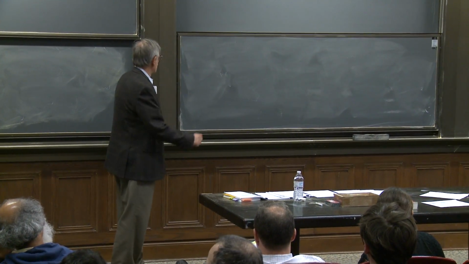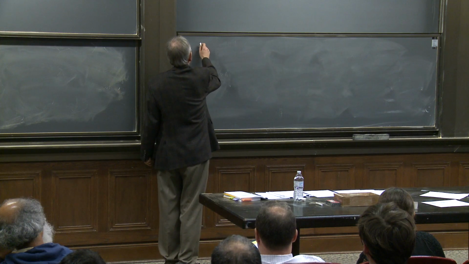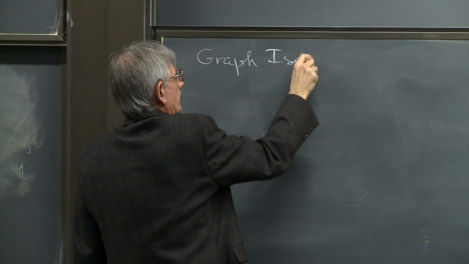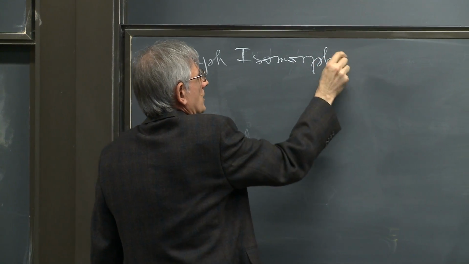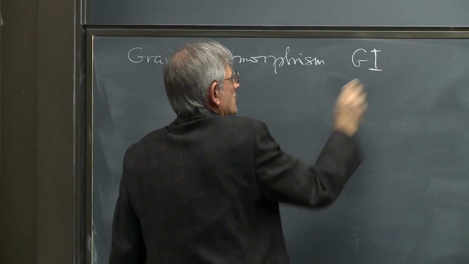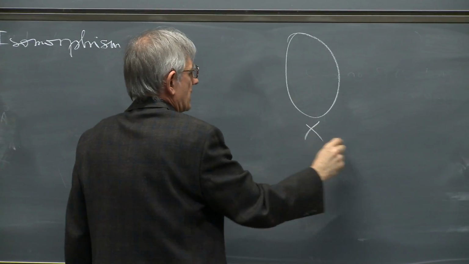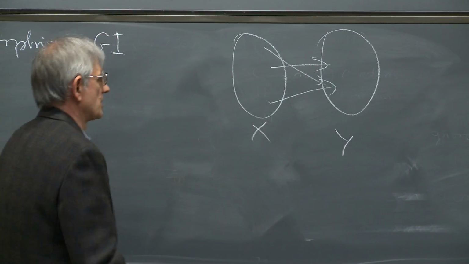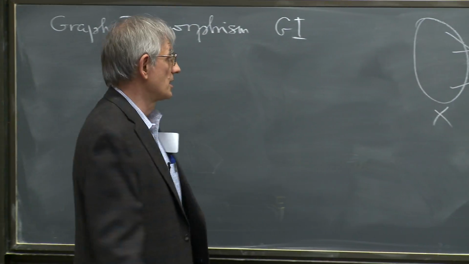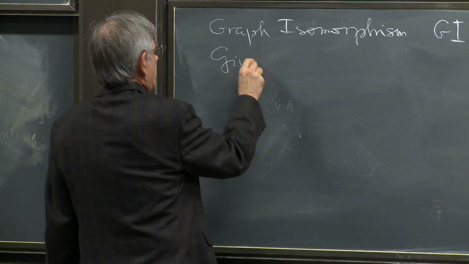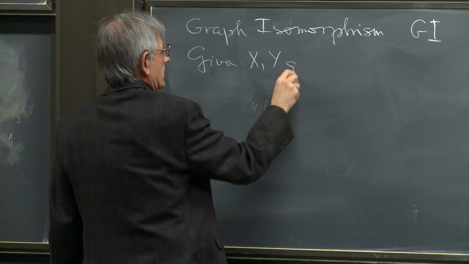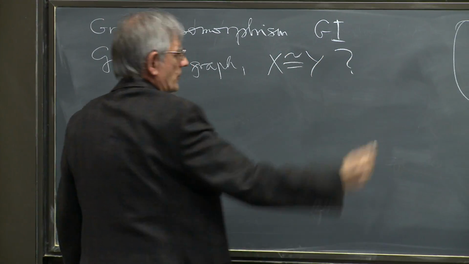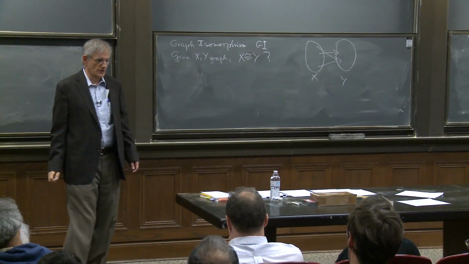I will go straight to the subject. So what is the graph isomorphism problem? I am going to abbreviate it as GI. We are given two graphs, X and Y. An isomorphism between them is a bijection that preserves adjacency. And the question is, given X and Y, true or false, are they isomorphic? That's the decision problem that we have to decide.